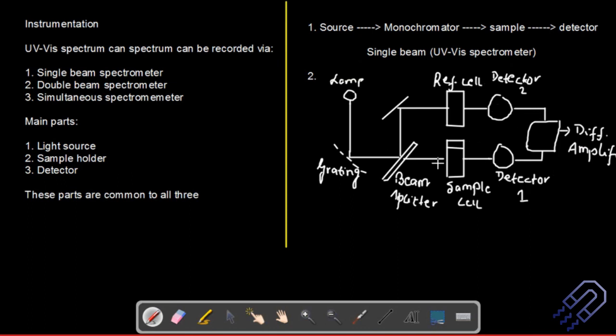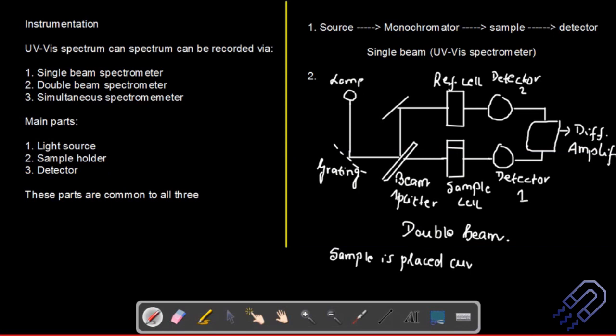Now look into this. This is basically nothing but your double beam. So this is the schematic of the double beam. What happens usually is you have your sample here, and it is placed inside something we call a cuvette. What do you mean by cuvette? Basically, it's nothing but a sample holder.